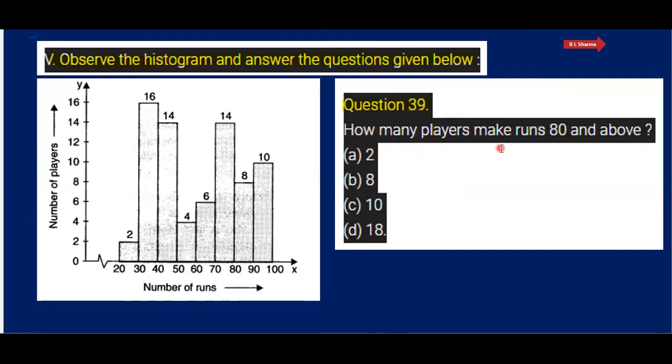Question number 39: how many players make runs of 80 and above? See, 80 to less than 90 has 8 players, then 90 to less than 100 has 10 players. So the total number of players is 8 plus 10, that is 18. So D is the correct option.